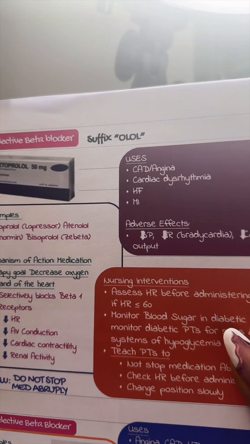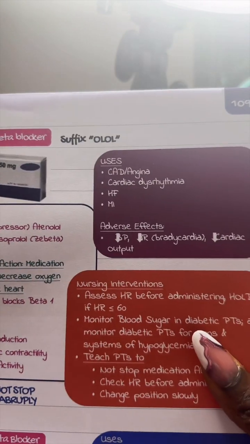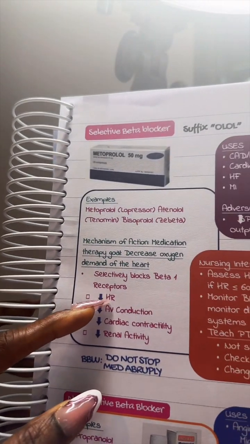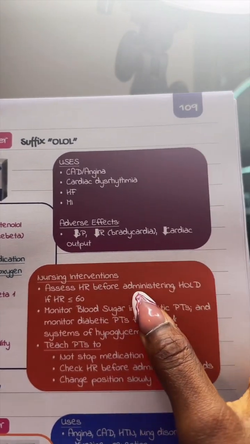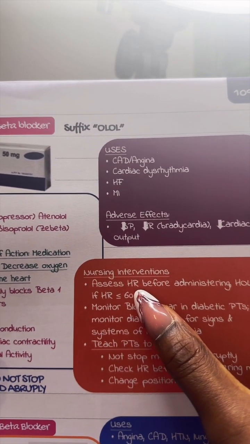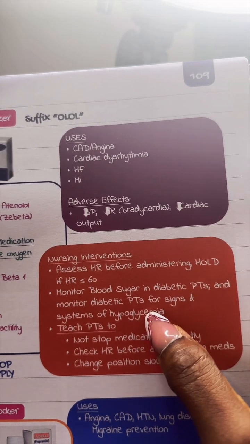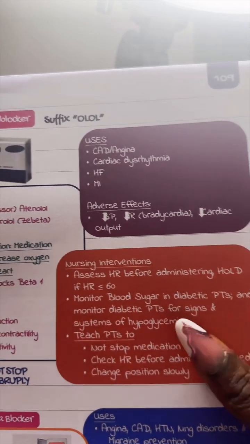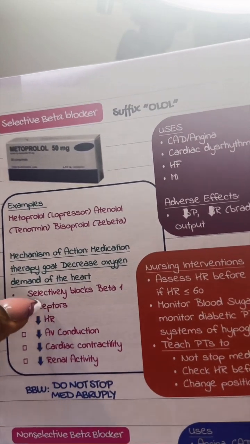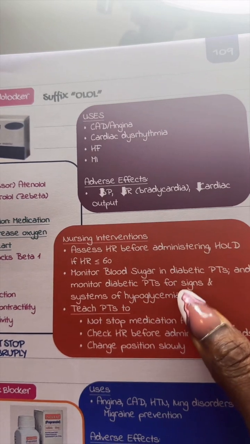And so when that happens, what should you know from this tiny little box right here? As your nurse, you want to know these things, because this medication is going to work to decrease your heart rate. You know that once you check the heart rate or your apical pulse and it's less than 60, you want to hold it. You want to monitor. Why do you want to monitor blood sugar in a diabetic patient? Because the signs and symptoms of hypoglycemia sometimes can mimic signs and symptoms of someone going through bradycardia. So whenever they're on this medication, you want to make sure you're also monitoring their blood sugar.